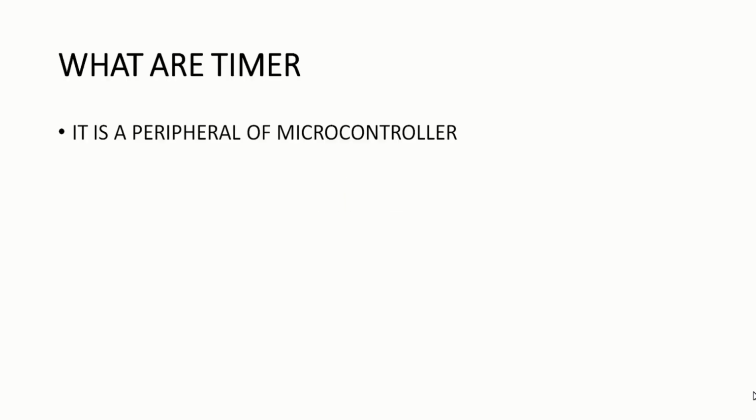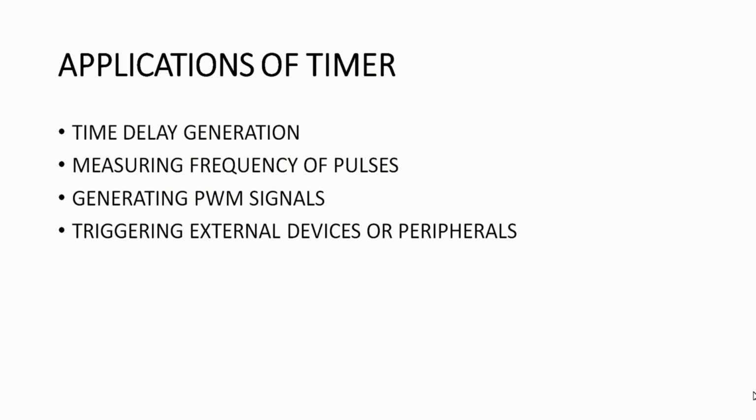So generally, what are timers? Timer is a peripheral of a microcontroller. In most microcontrollers, you will find this timer peripheral for several kinds of applications. Most widely used for time delay generation, measuring frequency of pulses, generating PWM signals of required frequency as well as duty cycles, and for triggering external devices or peripherals of its own microcontroller whenever necessary. That is, these timers are used for a clock signal or a clock for many peripherals of its own microcontroller.